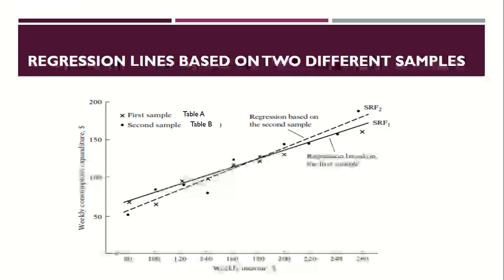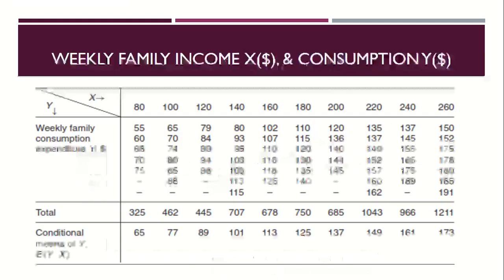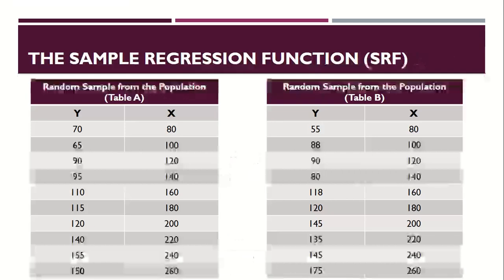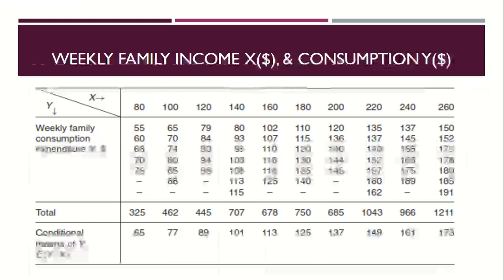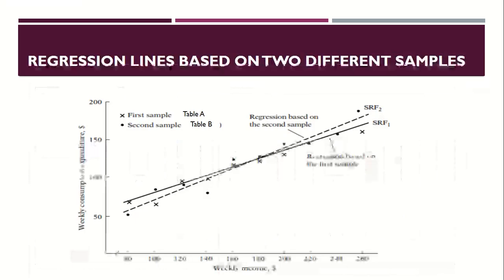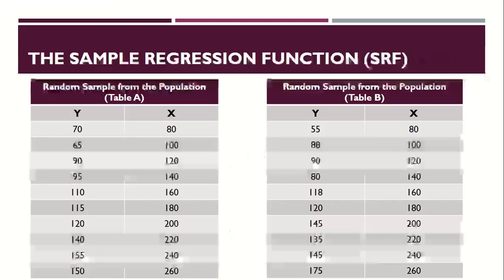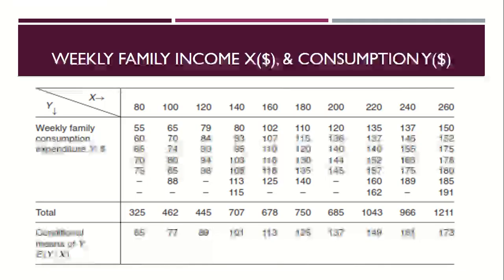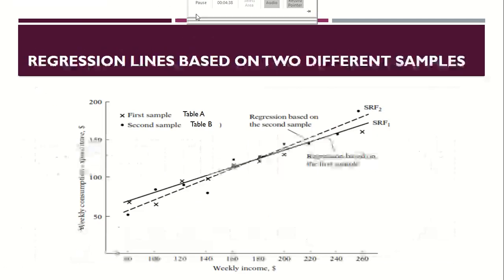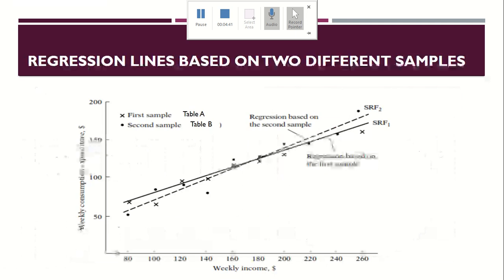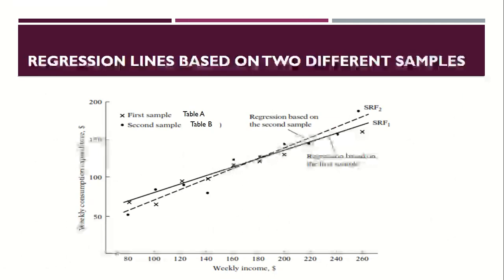Now, regression lines based on 2 different samples. Now we draw 2 sample regression lines based on our samples given in table A and table B. Here, initially there were 60 families. We make 2 samples of 10 families each. Then we draw two regression lines from these 2 samples. The more samples you have, the more regression lines you can draw here.